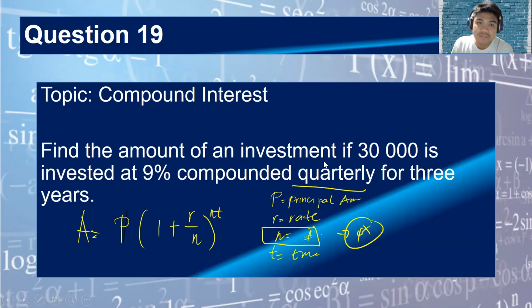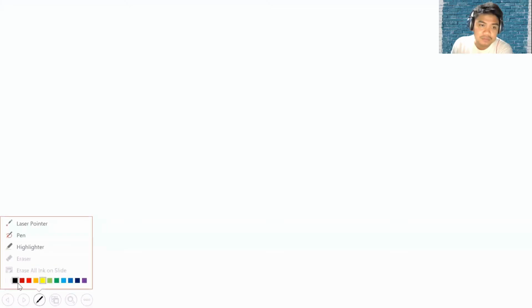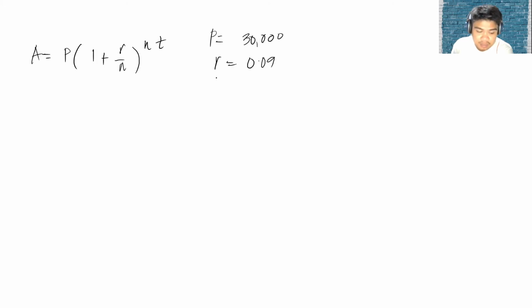find the amount of investment if 30,000 is invested. Okay, so we're going to get the total accrued amount for this problem. So we have A is equal to the principal amount times 1 plus R over N, raised to NT. So our principal amount is equal to 30,000. Our rate is 9%, that is 0.09. Our N is quarterly, and we have the total number of years, which is 3 years.